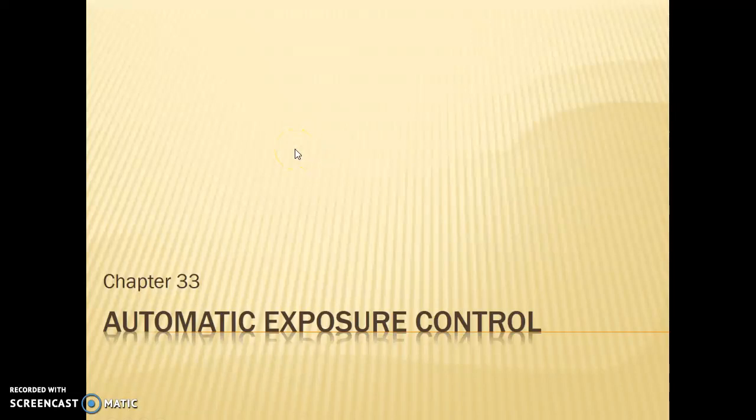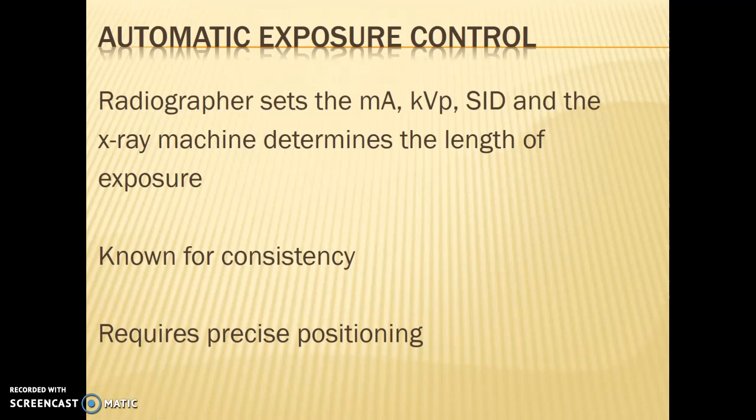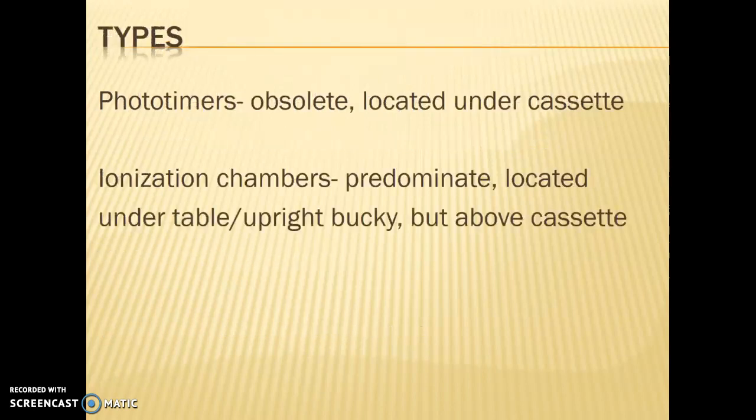Today we're going to cover automatic exposure control. Automatic exposure control allows the radiographer to set the MA, KVP, SID, and then the X-ray machine determines the length of exposure necessary. It is known for consistency and requires precise positioning.